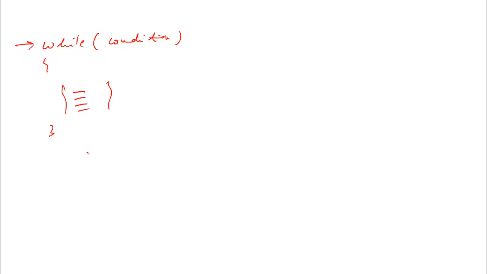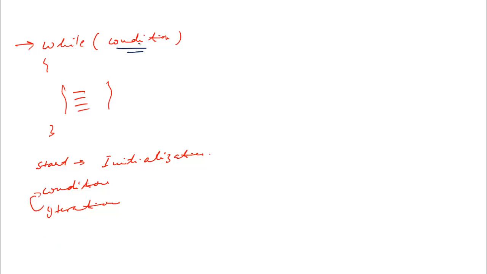But the loop must have three ingredients. One is the start, or the initial position, the initialization. Then the condition. And then the iteration, that means how the loop will reach its condition. Here I have just mentioned the condition.